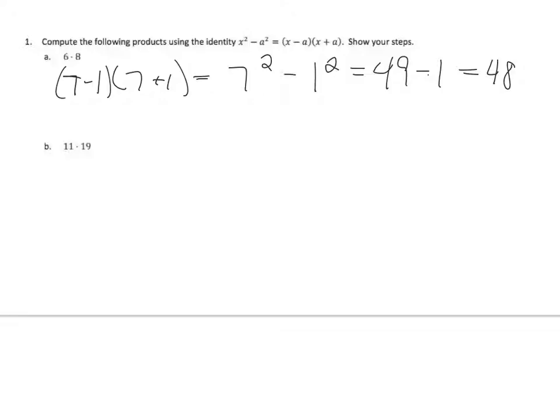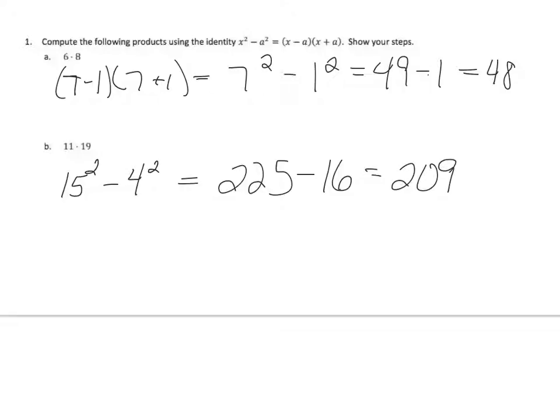Okay, add these two together, divide by 2. 19 and 11 is 30, so 15 squared minus the difference between these two, which is 8, divided by 2, 4 squared. 15 squared is one you should have memorized. 225 minus 16 is 209.